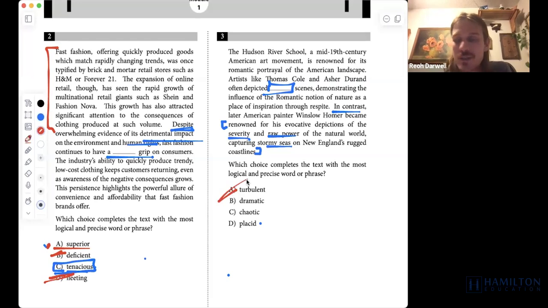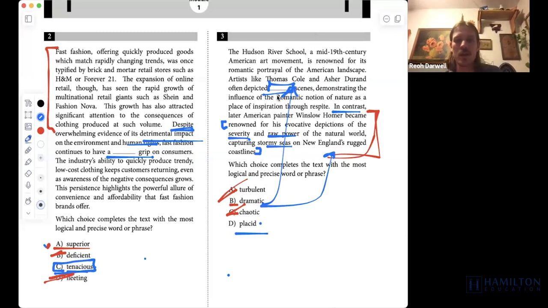So turbulent, which means kind of like chaotic, turbulent and chaotic are synonyms here. Both of those would define this, but we're looking for the opposite of this here, right? So that means we can get rid of turbulent and chaotic. Now, dramatic can surely be a scene, and dramatic doesn't exactly mean this, but placid has the perfect definition to fit with up here, right?